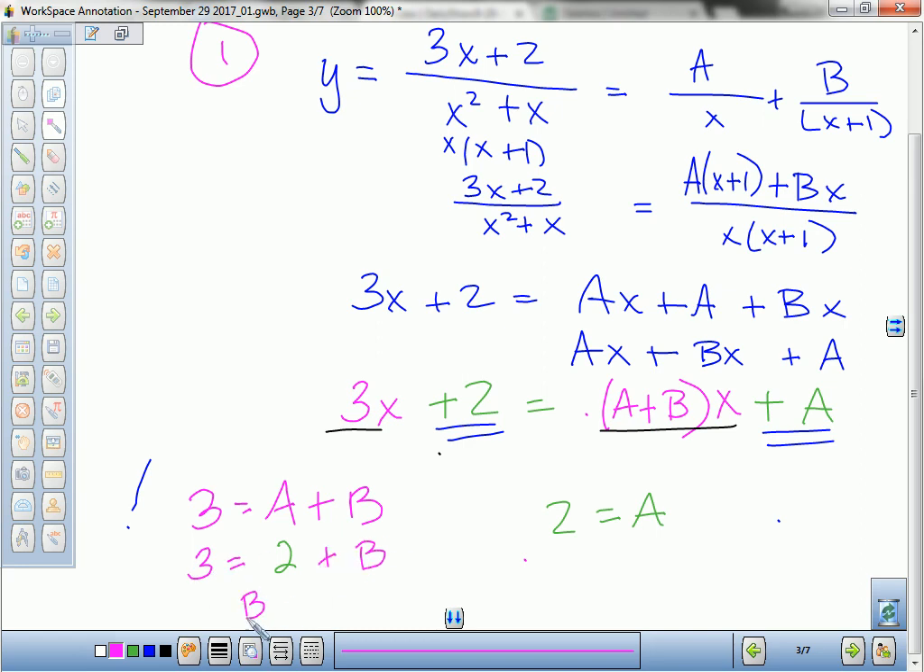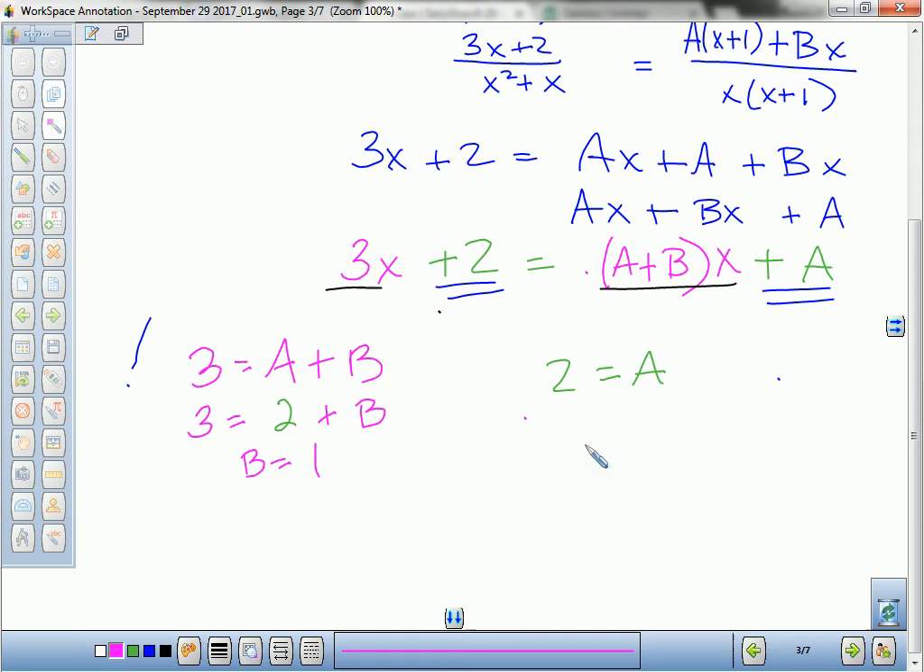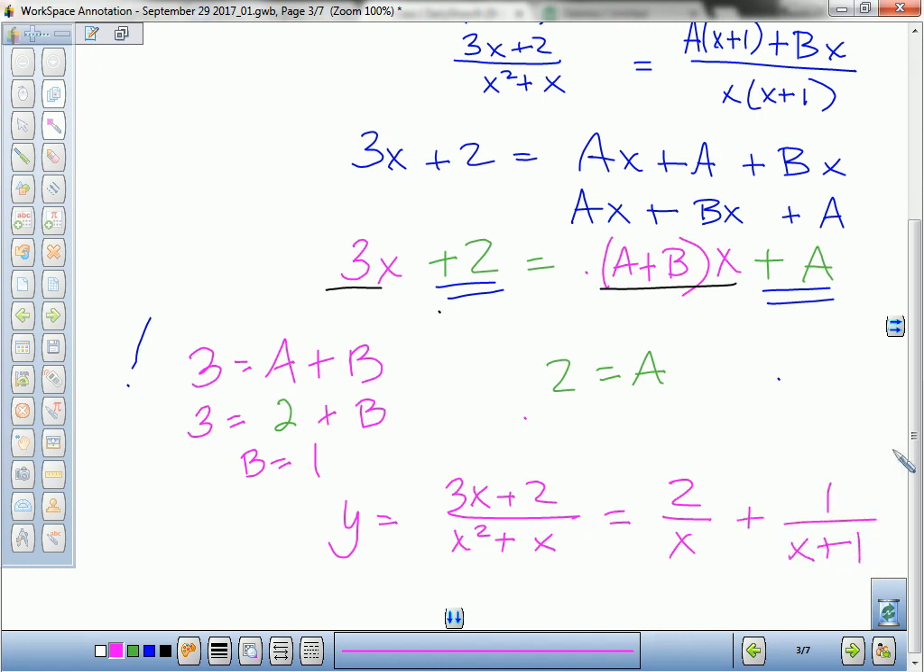Now, if you left it right there, you're wrong, because I asked you to do the partial fraction decomposition. You've done all the work. Now all you have to do is write the answer. So the answer, if we were to take 3x plus 2 over x squared plus x and break that down into partial fractions, it would be the 2 over the x and the 1 over the x plus 1.